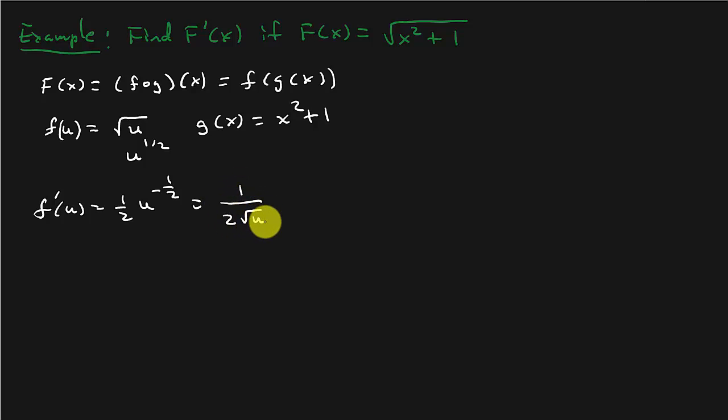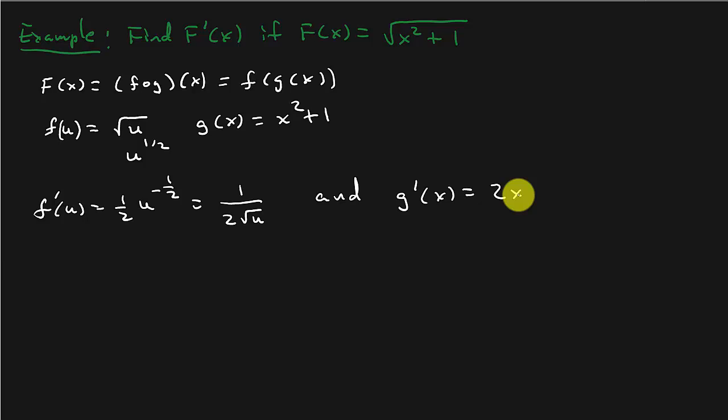I took the u to the negative 1/2 and moved it down to the denominator, which changes it to a positive 1/2, and then I changed that u to the 1/2 to square root of u. And then also I get g prime of x, which is the derivative of this, and that's just 2x.